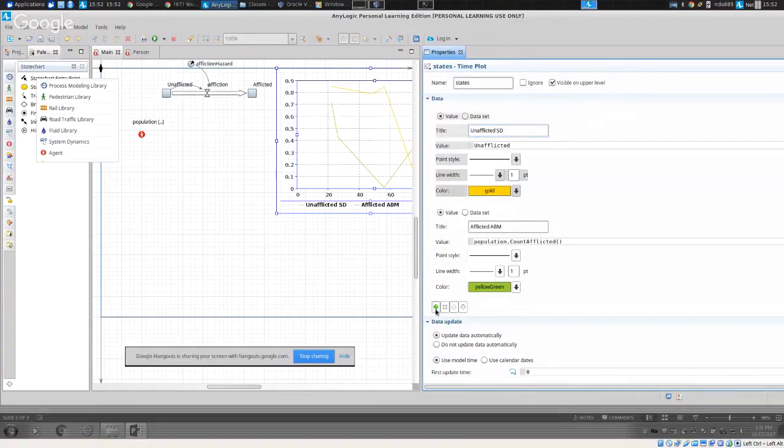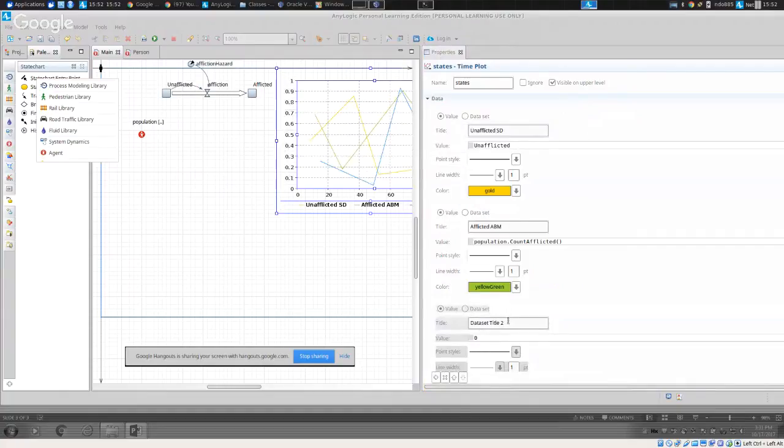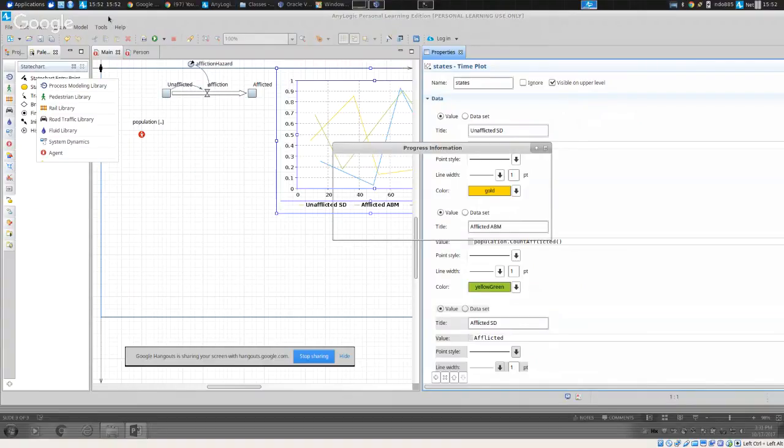I'm going to add one more to do the afflicted SD. Okay, this will be afflicted SD because we already have unafflicted SD. We're going to do afflicted SD. And what is this one going to be? Just afflicted. If you wanted to be careful about it, you could say this dot afflicted. Right? Okay, run. What do you think we'll see?